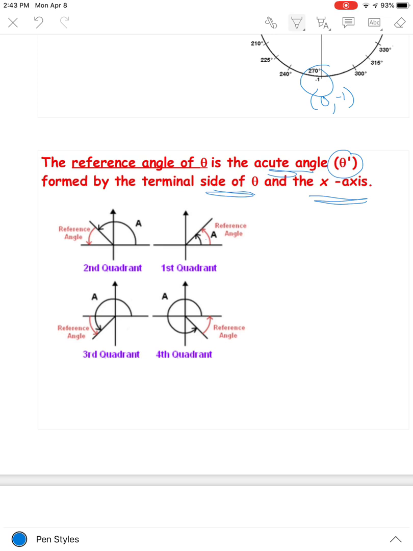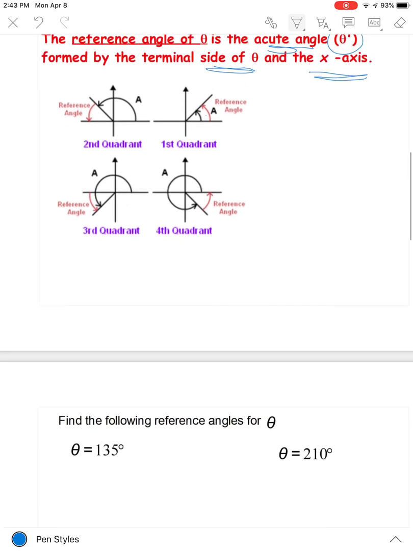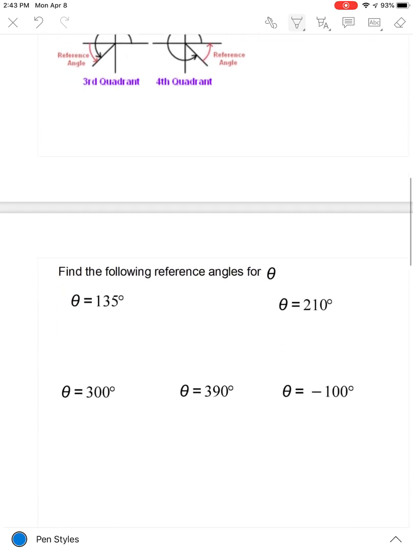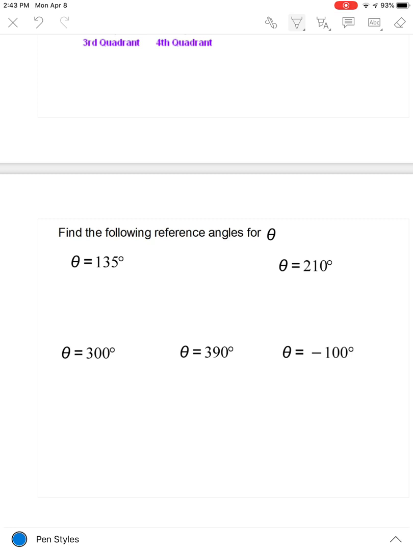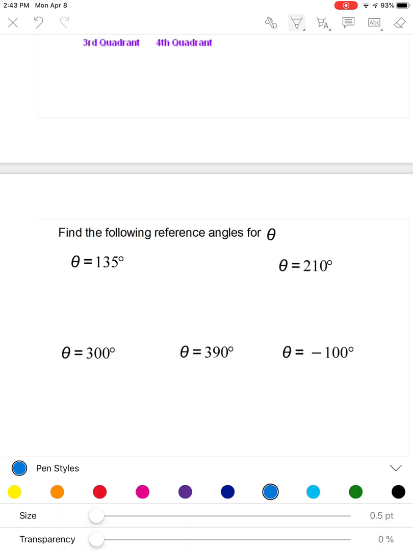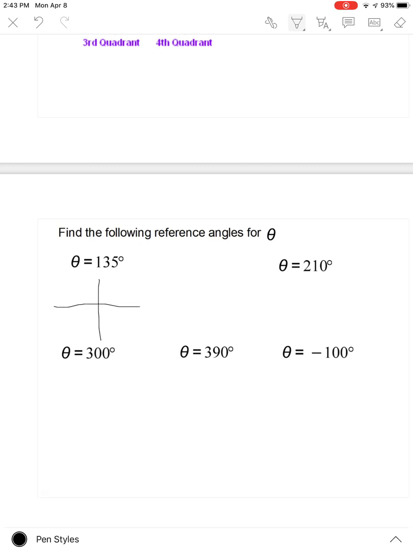I'm going to go through it. I'm going to practice a couple of those scenarios, but keep those in mind. You can pause it if I'm going a little too fast. So, the reference angle for the following angles. I'm going to start off by drawing rough sketches of the x and y axis for all these.